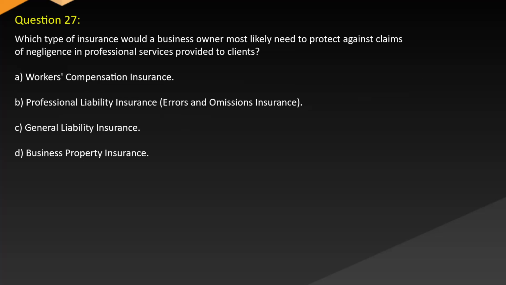Question 27. Which type of insurance would a business owner most likely need to protect against claims of negligence in professional services provided to clients? A. Workers' compensation insurance. B. Professional liability insurance, errors and omissions insurance. C. General liability insurance. D. Business property insurance.